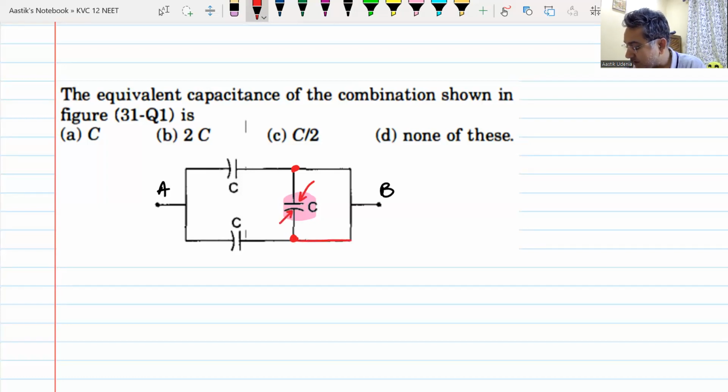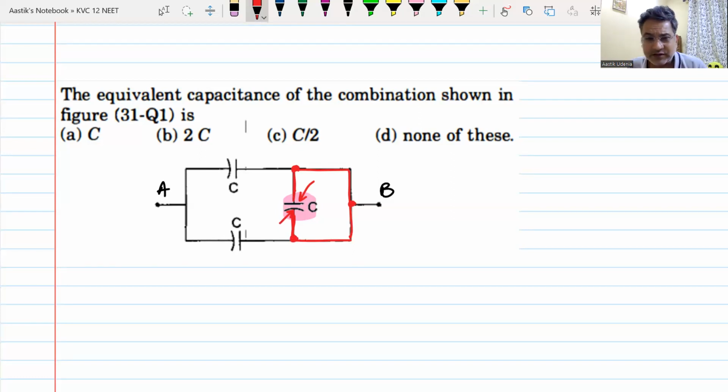But these 2 points are actually connected to each other. So that basically means that the two plates of the capacitor are joined to each other. What happens when the two plates of the capacitor are joined? The potential difference becomes zero. Do we understand this? There is no capacitor coming in between. The two plates of the capacitor are joined.